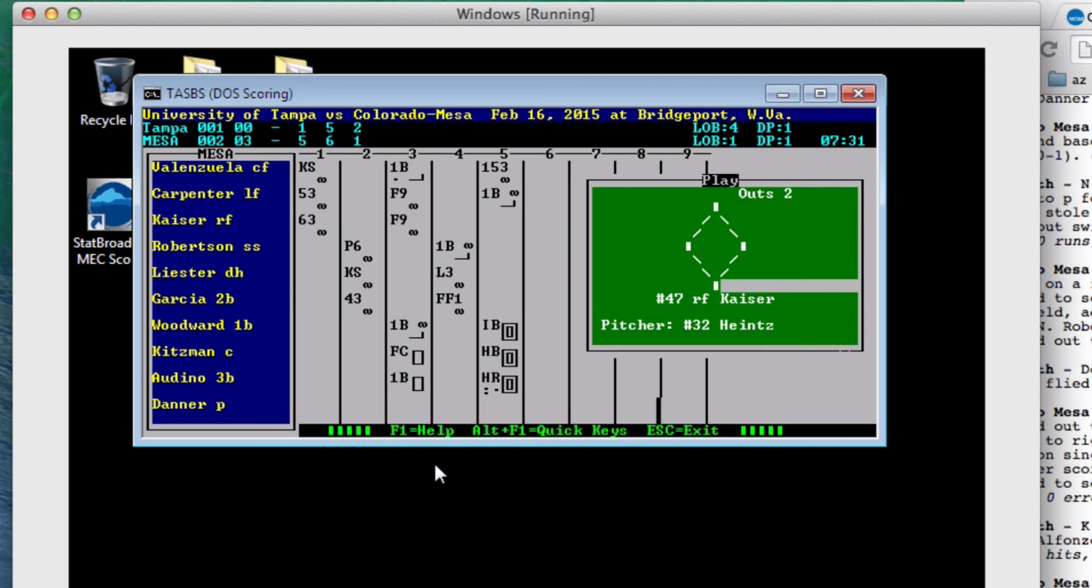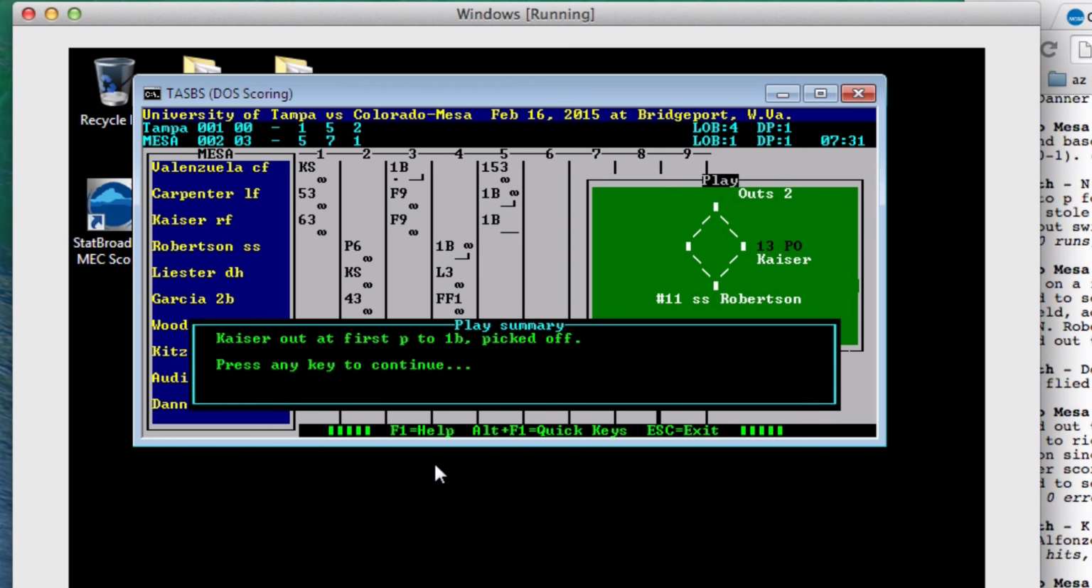I'm going to go ahead and put another runner on first base. He's got a little bit too far of a lead, and he's not trying to steal a base, but he doesn't get back in time. It's a 1-3 PO. Picked off.